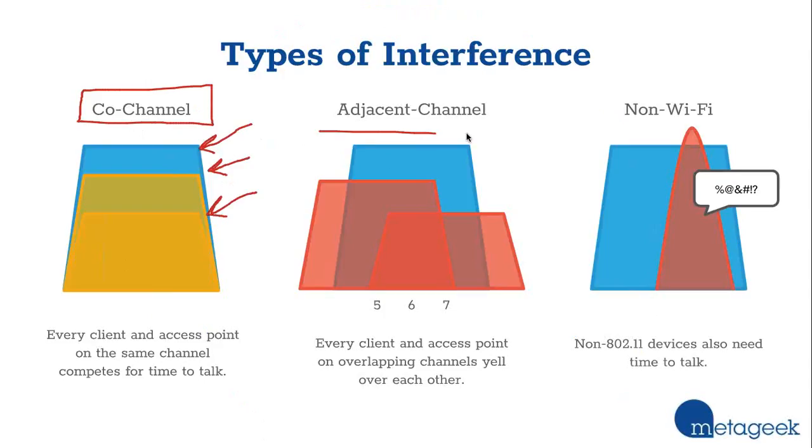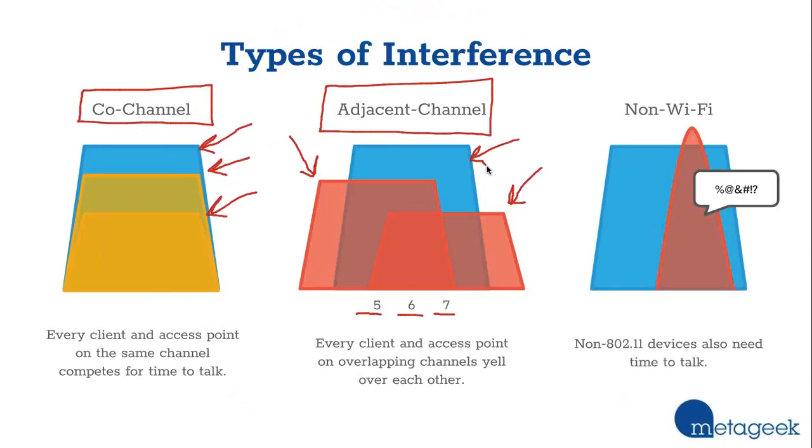The next type of interference is adjacent channel interference. Adjacent channel interference occurs when we have networks on partially overlapping channels. Now, in this scenario, instead of taking turns talking, all of these devices on channel 7 and all these devices on channel 5 and all the devices on channel 6, they're just going to yell and scream over each other, which is going to interrupt each other's data, which means they're going to have to retransmit, which is going to cause more airtime usage on those channels, which is going to cause the whole thing to spiral out of control. Now, 802.11 is very resilient. It actually does an amazing job of dealing with adjacent channel interference.